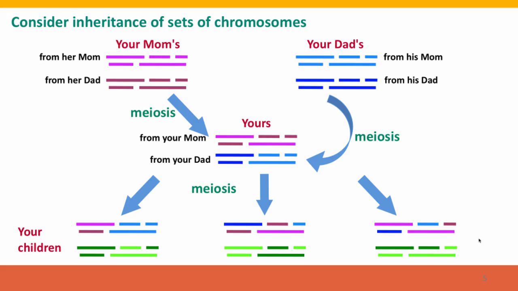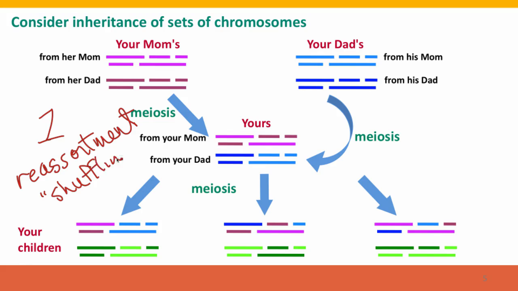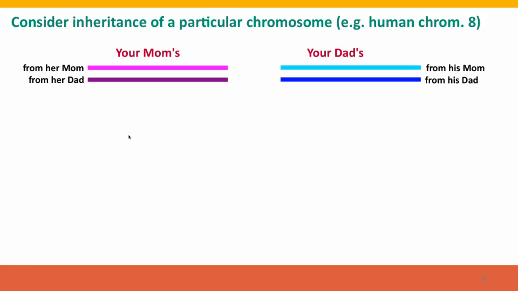Now, this is all the process I described as process 1. This is reassortment, often called shuffling, because it's like shuffling the cards in a deck. But there's a second process called crossing over that creates even more genetic variation between the generations.